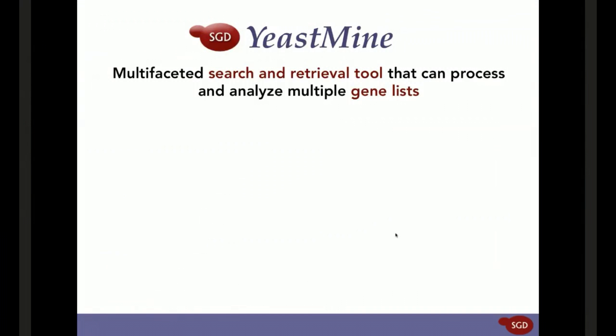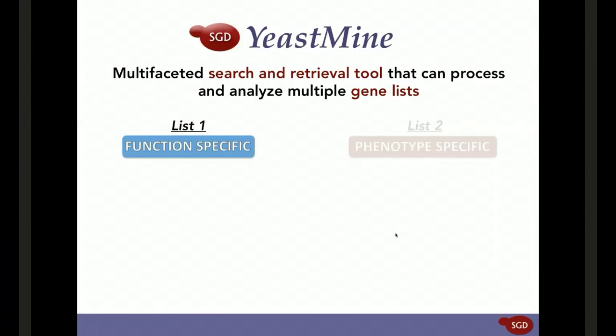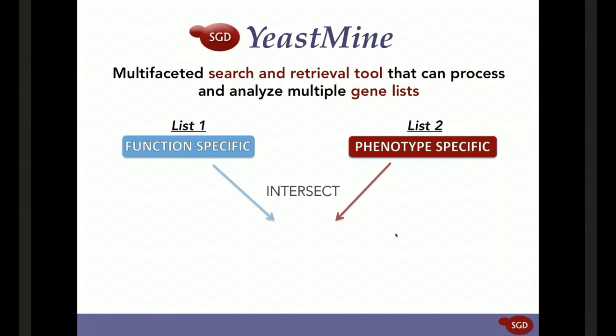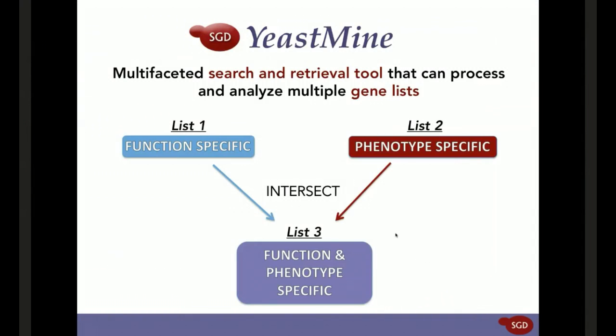Let's say that you have a list of genes that all have a particular function, like kinase activity. If you take another list of genes, these all having a particular phenotype, like chemical resistance, you can intersect them in YeastMine to produce a final list of genes that has the qualities of both. A list intersection would take the genes that are common to both of these lists and store them in a new list. In other words, this list will contain genes that are both function and phenotype specific. Let me show you what I mean.